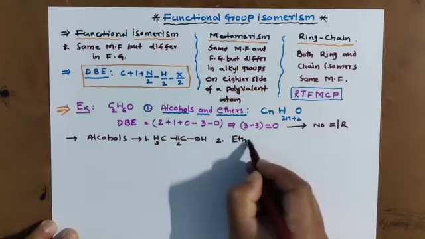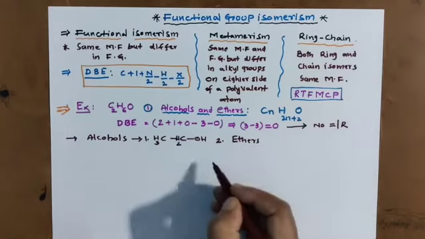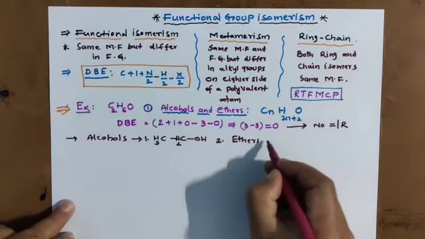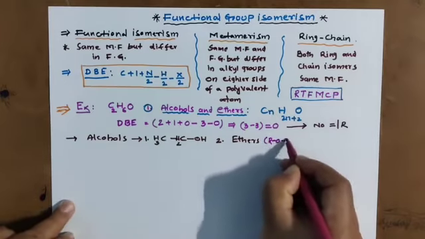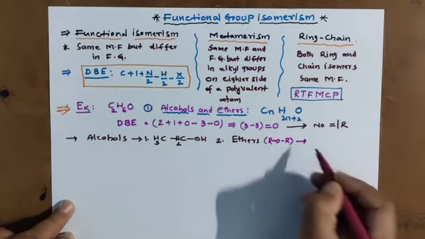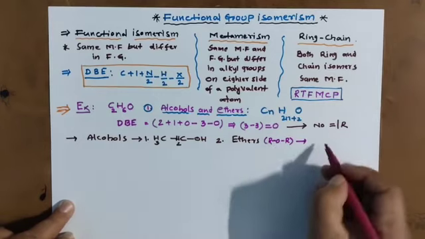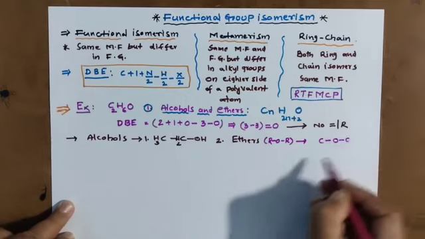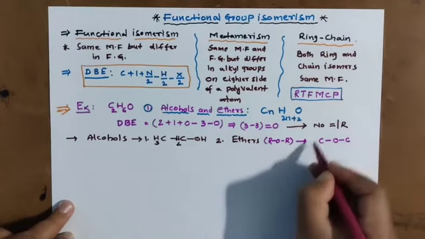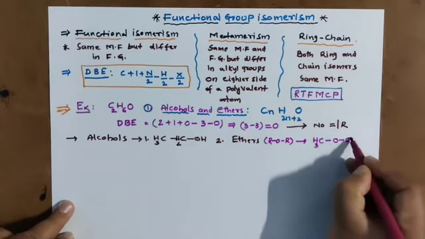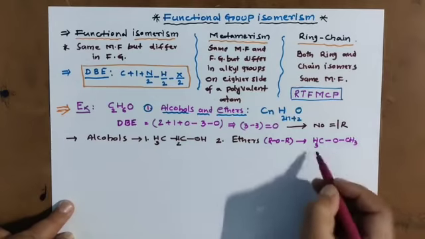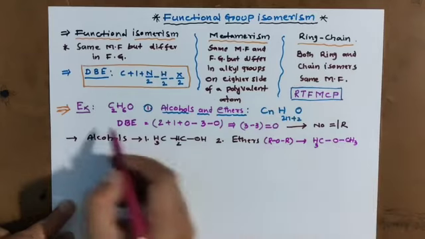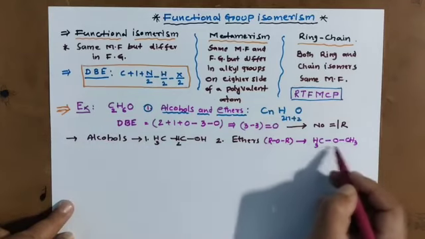Now you go for ethers. You know the ether general formula very well: ROR. This is the type we have to write. Now 2 carbons are there, so C, bond, O, C. Am I right? This is an ether. So you write CH3 on both sides, CH3 O CH3. So 6 hydrogens, 2 carbons, 1 oxygen, the formula is satisfied. This is dimethyl ether.